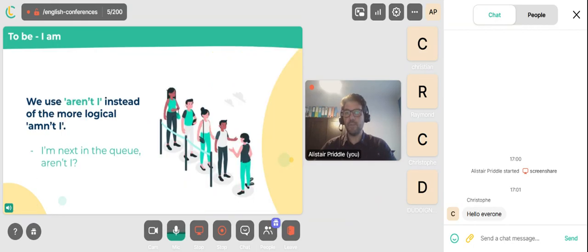Well, let's continue with to be, I am. So we use aren't I instead of the more logical am't I if we do want to make a negative tag. I'm next in queue, aren't I? I'm next in the queue, aren't I? We don't say am't I. It doesn't exist. We use aren't I.